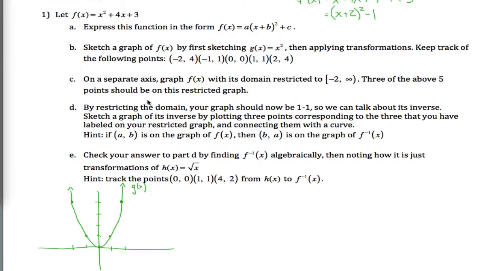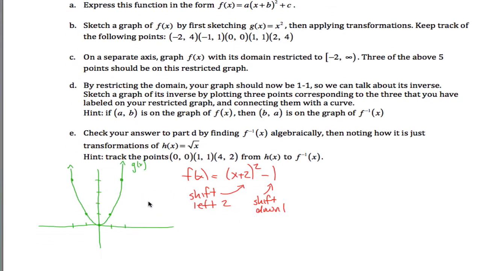So I can do that maybe in a different color. Let's write it over here. f of x, I figured out in part A, was x plus 2 squared minus 1. So this is going to shift to the left by 2, and this will shift down 1. So I can keep track of where all these points go.